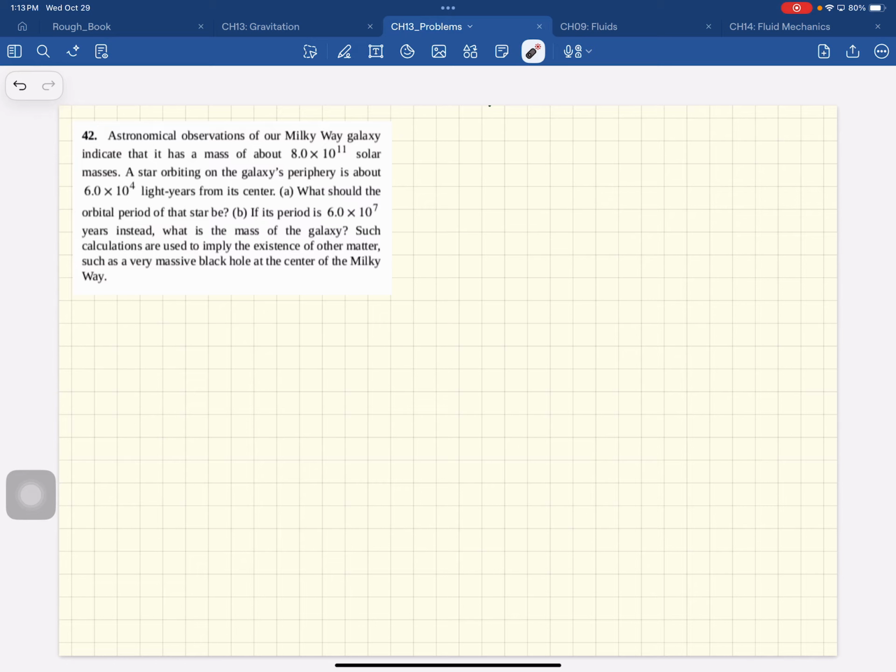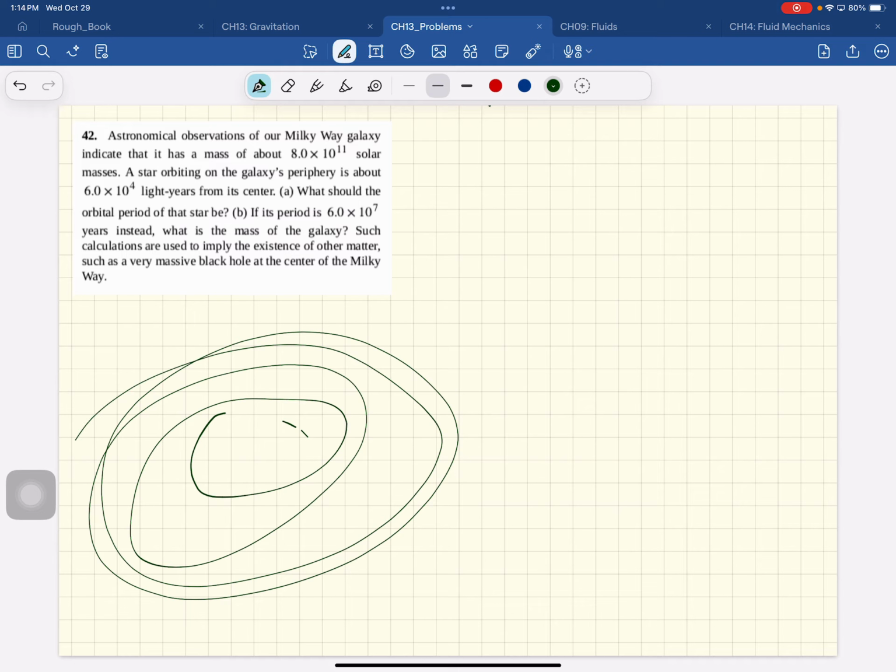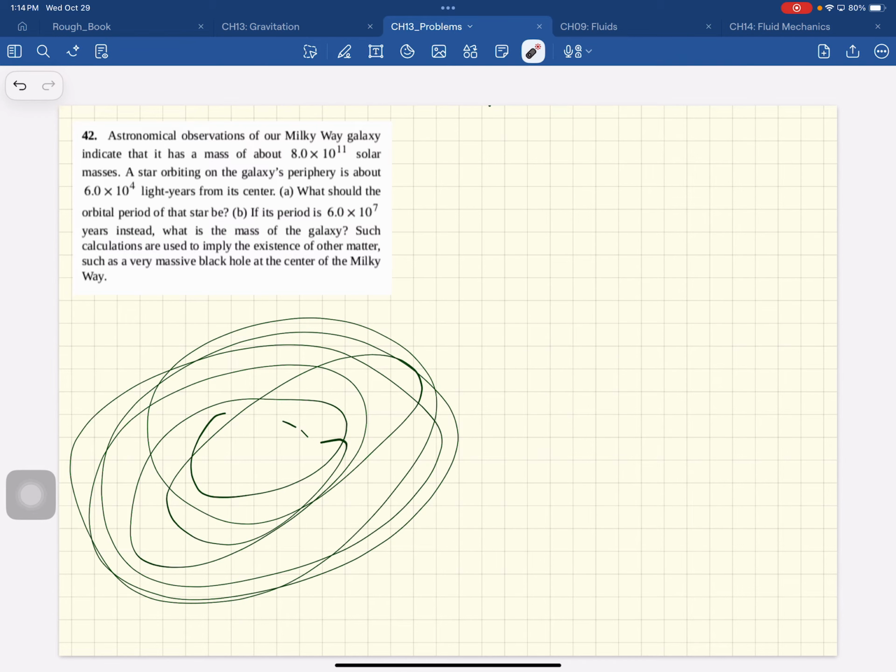All right. Anyway, so here this problem says astronomical observations of our Milky Way galaxy indicate that it has a mass of 8 times 10 to the 11th solar masses. So 800 billion solar masses. So our Milky Way has 800 billion solar masses. The mass of our galaxy is that's a solar mass, and that's okay.